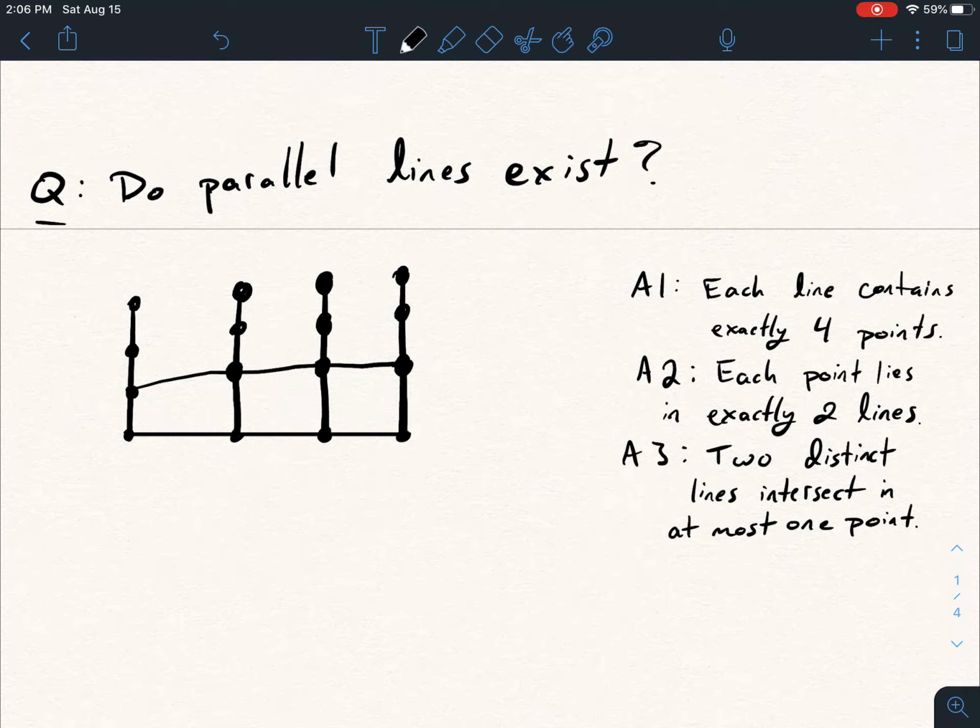gives me that each of these points is going to be contained in 2 lines, the horizontal line and the vertical line that it is contained in, right? And we're still satisfying the third axiom, which says that 2 distinct lines intersect in at most 1 point. Each horizontal line is going to intersect a vertical line in exactly 1 point. And the first axiom, each line contains exactly 4 points, is still satisfied because every new line that I created still followed that rule. So this is one system that you could create. This is not the best picture of it, but oh well.